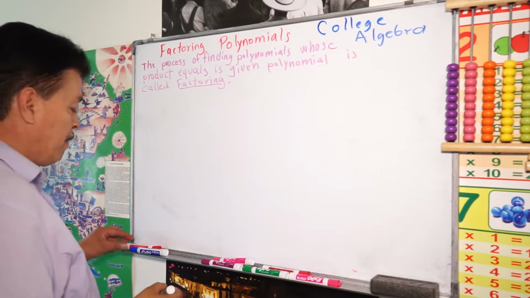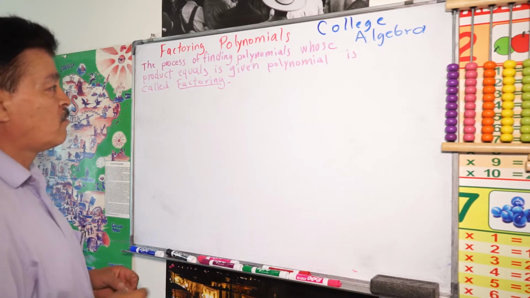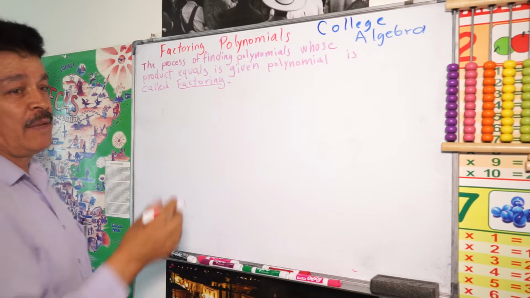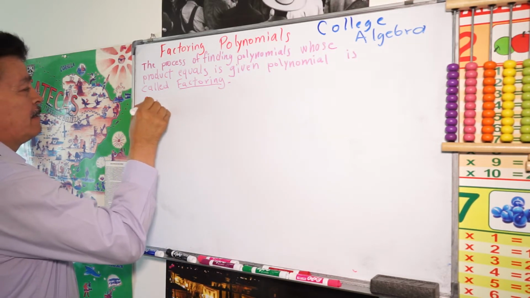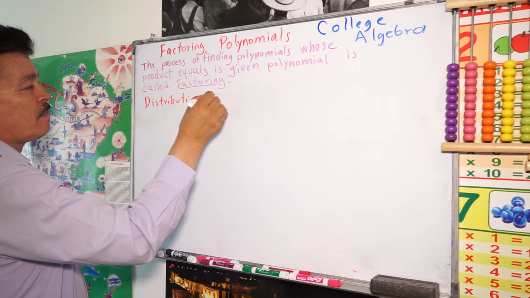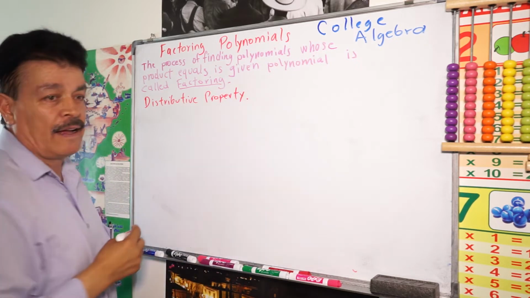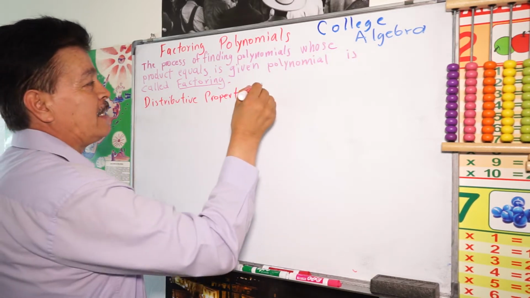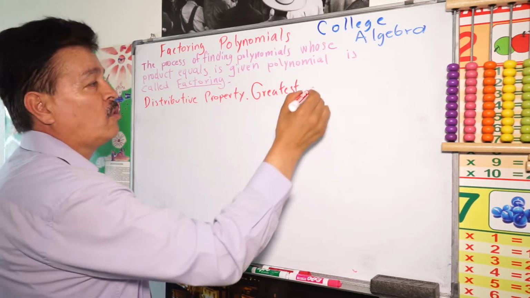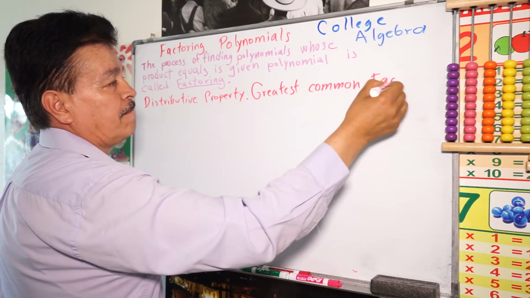We are going to apply some property in this case. The continuation I'm going to show you. So I'm going to work with the distributive property. This kind of problem involves a common factor.